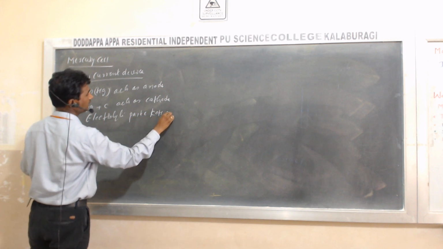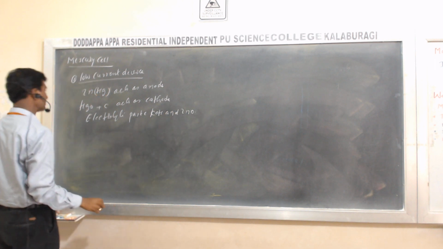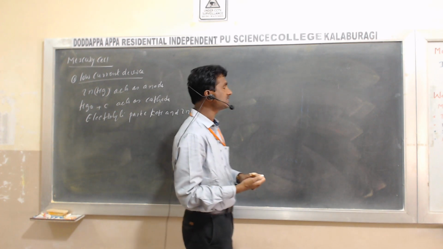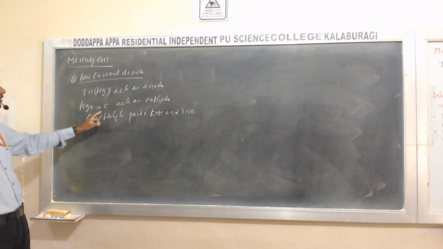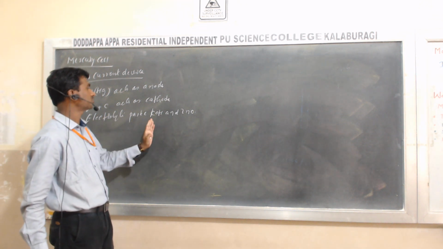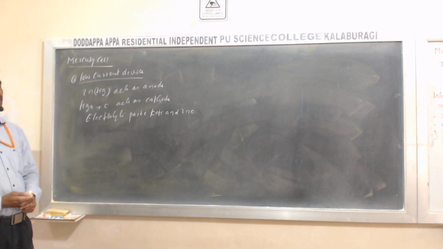KOH and zinc oxide. In the examination, if you want to write in descriptive type: the mercury cell is a low current device, zinc amalgam acts as the anode, the oxides of mercury and carbon act as the cathode, and the electrolyte used is a paste of KOH and zinc oxide.